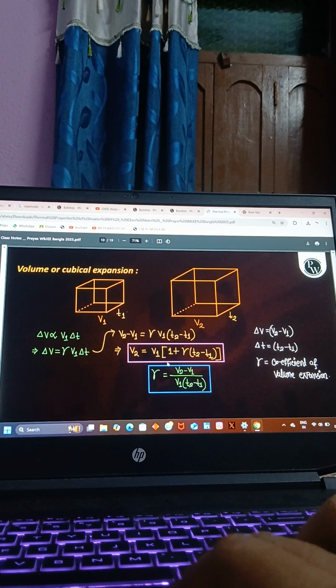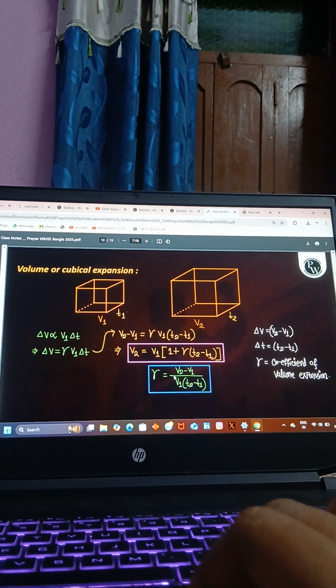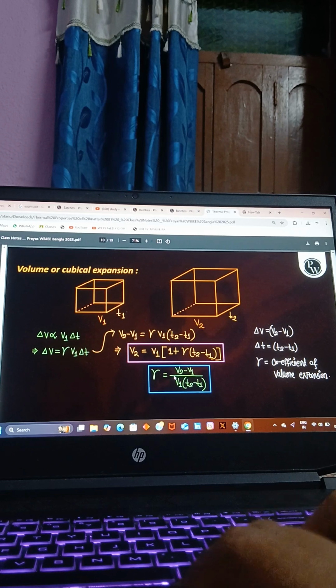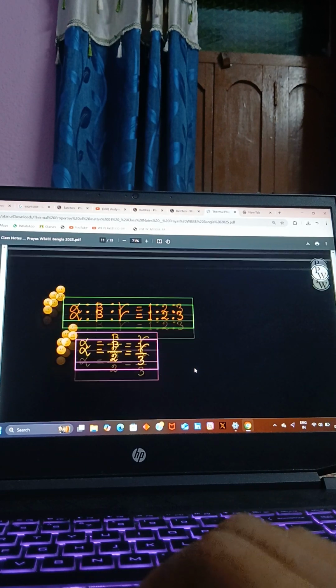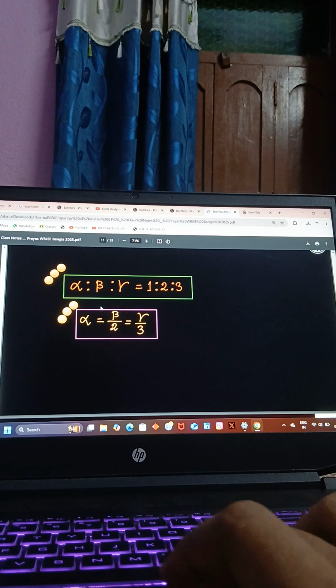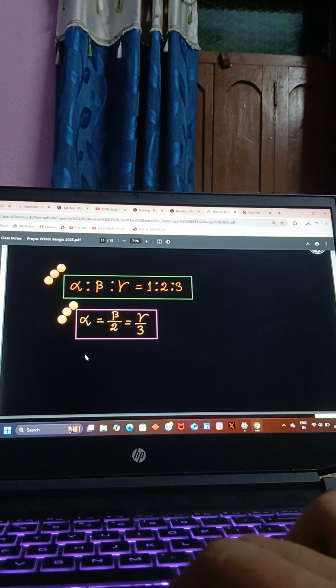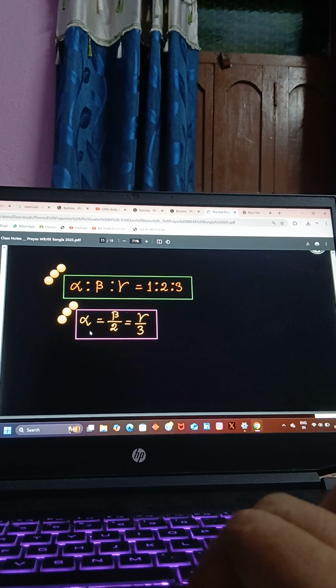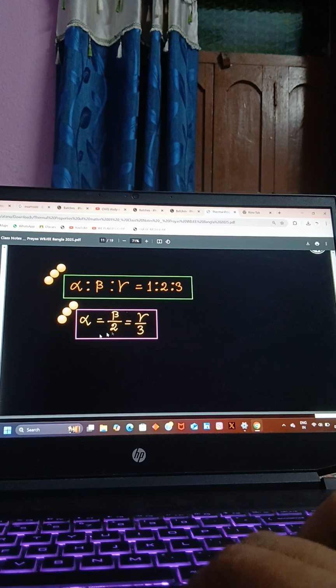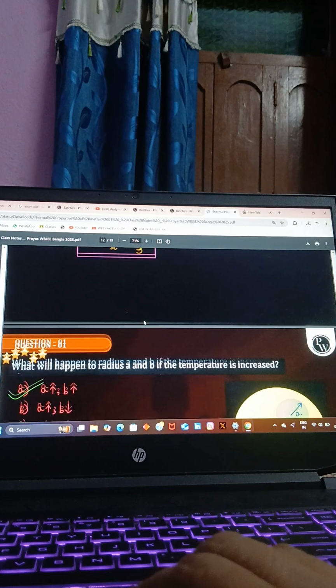Gamma equals V2 minus V1 divided by V1 into delta T. The relation between alpha, beta, gamma is 1 is to 2 is to 3. If we directly make a relation between alpha, beta, gamma, then alpha equal to beta by 2 equal to gamma by 3.